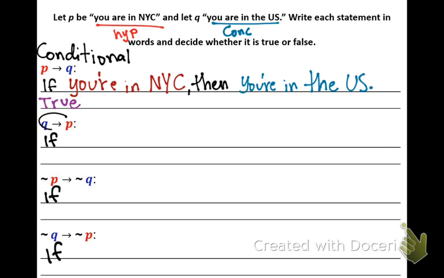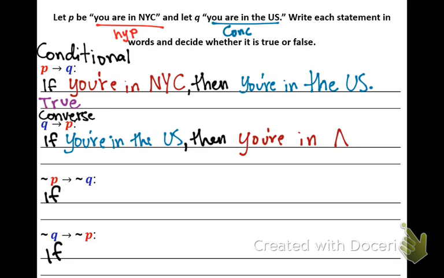All right, the second, we have Q, then P. So what kind of conditional statement is this? It's a converse. So just like my shoe laces, I switched them. You're going to switch the hypothesis and the conclusion. So what will come first? If you're in the U.S., then you're in New York City. Do we agree? I do not agree. We're definitely in the United States, and we're definitely not in New York City. So it is false. Good.